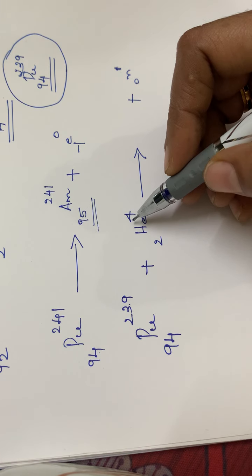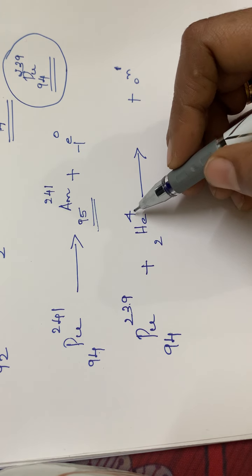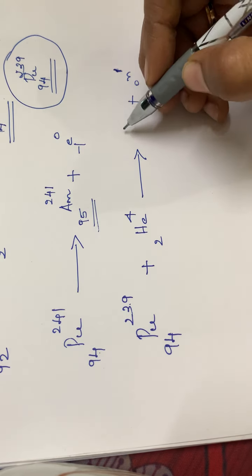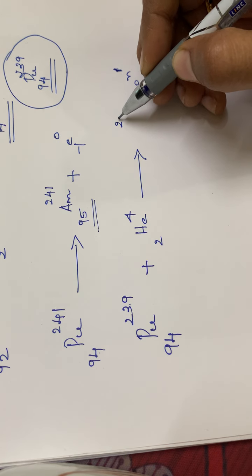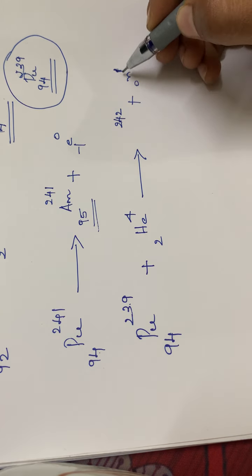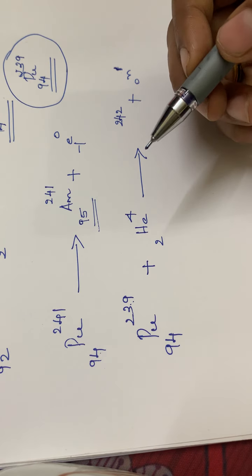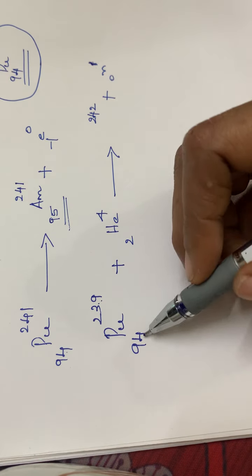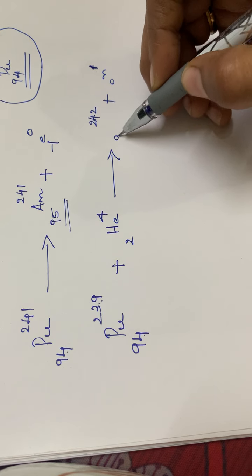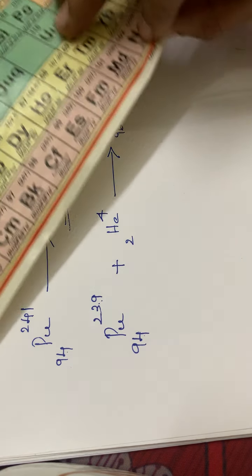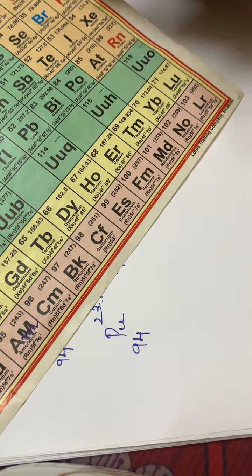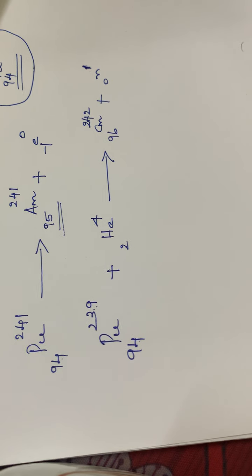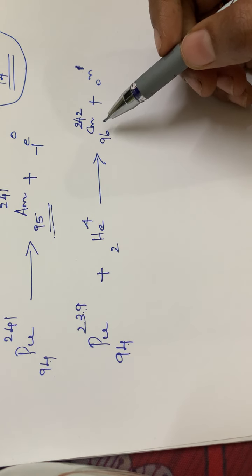Then again 239 plus 4 is 243, isn't it? Here the neutron is 1. So the resulting element will have mass number 242, since 242 plus 1 is 243. Then what about the atomic number? 94 plus 2 is 96. So the atomic number will be 96, and the element with atomic number 96 is curium, isn't it? So we will have Cm-242 (96) plus a neutron. So you got americium as well as curium.